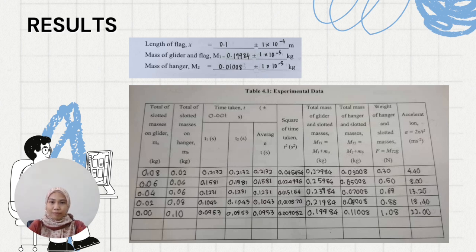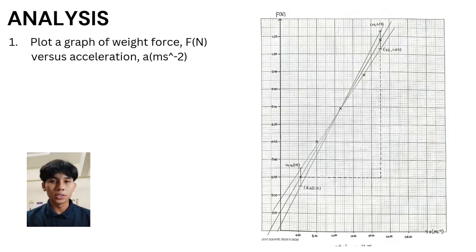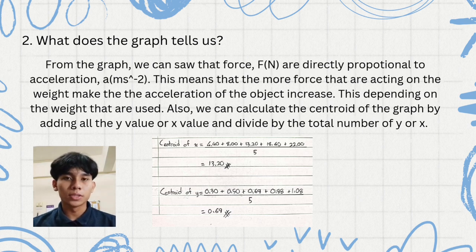And for analysis, for question 1, plot a graph of weight force versus acceleration, and this is the graph that we obtained from our data. For question number 2, what does the graph tell us? From the graph we can show that force is directly proportional to acceleration. This means that the more force acting on the weight, the more the acceleration of the object increases, depending on the weight that is used.